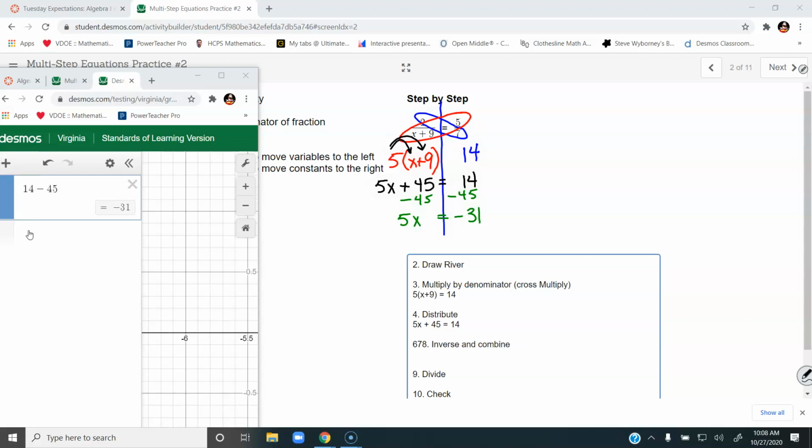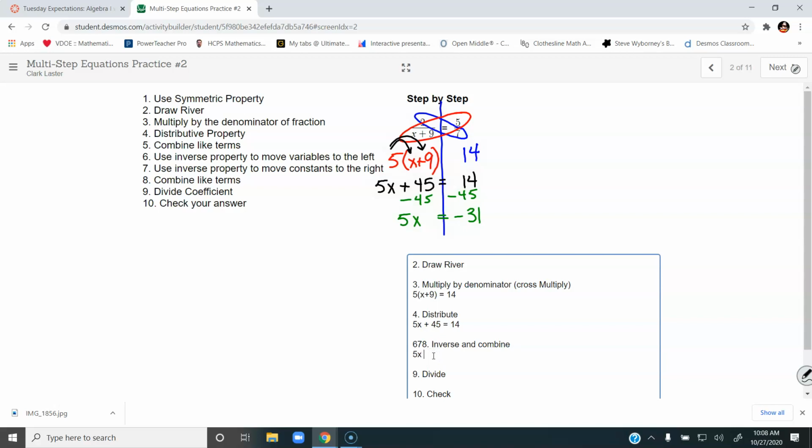So when I did my inverse and I combined, that was 6, 7, and 8. I did all of those things at the same time. So that led me to 5x equals negative 31.